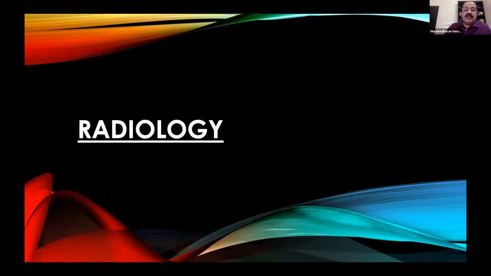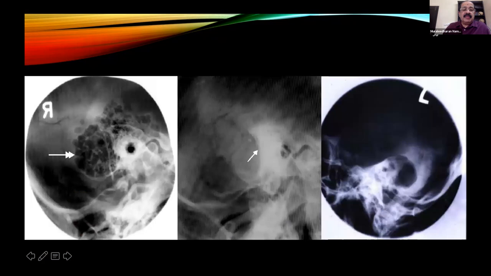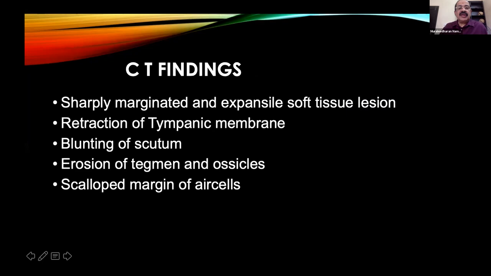Now here, briefly about the radiology. Plain x-rays are nowadays not used, but previously we used to see this type of air cellular system. We could identify the sigmoid sinus or the tegmen, and sometimes we could see the cavity, whether it is operated or not. Now, in short, the CT findings are a sharply marginated and expansive soft tissue lesion. The tympanic membrane may be retracted, there may be blunting or erosion of the scutum, erosion of the tegmen and the ossicular chain, and the air cellular system may be scalloped in appearance.